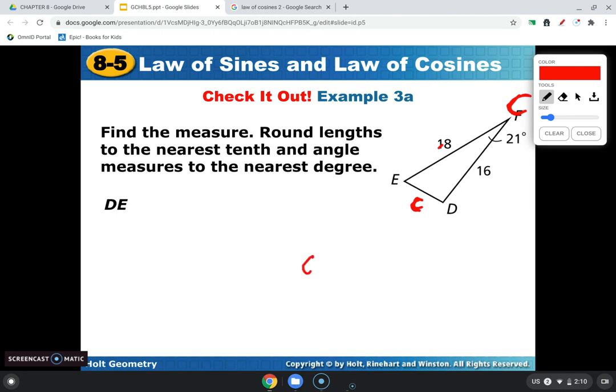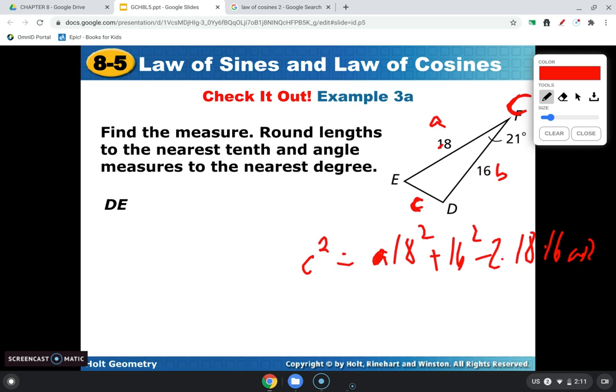So we're going to set this up: c squared, and then a and b don't matter. So c squared equals 18 squared plus 16 squared minus 2 times 18 times 16 times the cosine of 21. Now that seems like a lot, but you can actually type that whole thing into your calculator.